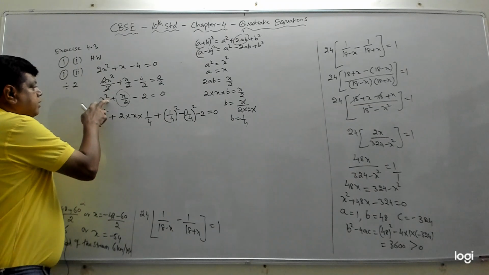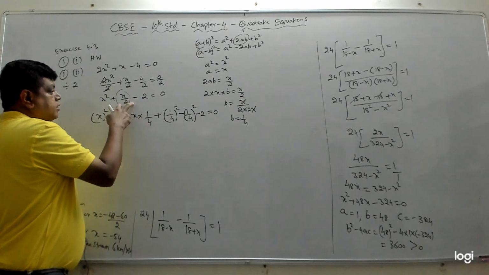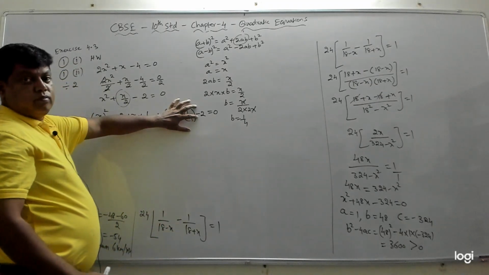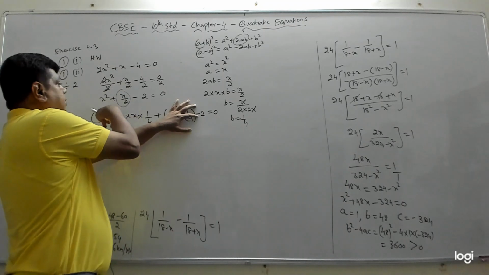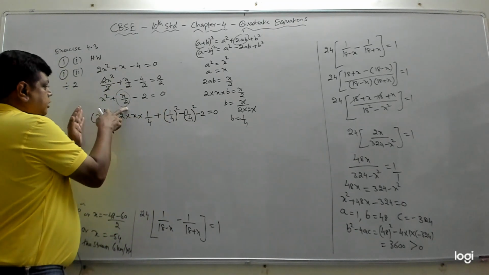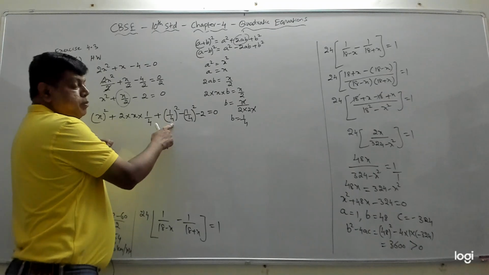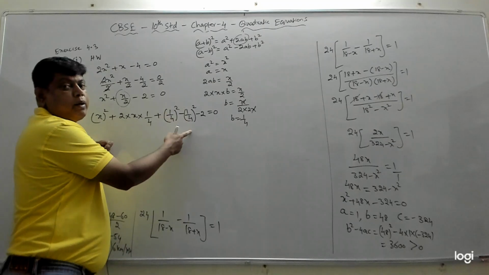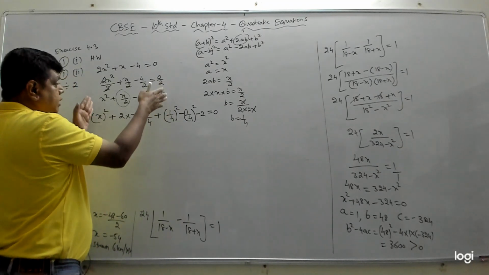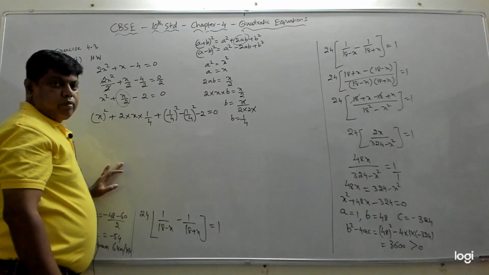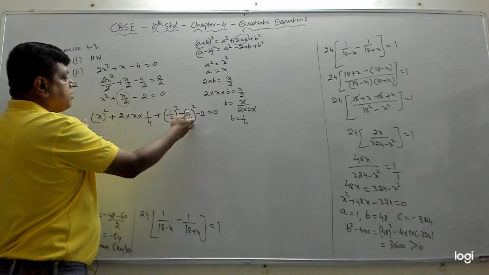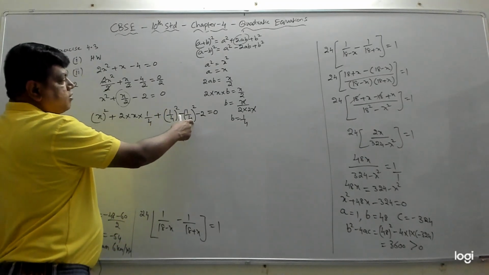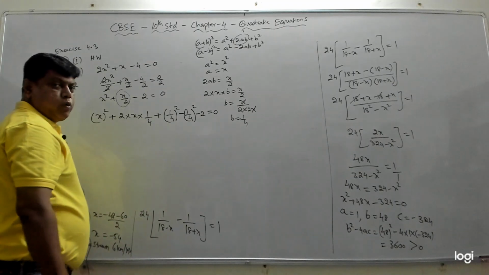Clear? If you do x square, you'll get this. If you do 2 into x into 1 by 4, you'll get this. And plus 1 by 4 and minus 1 by 4 the whole square will get cancelled. Basically, this is 0 and this is minus 2, so you'll get back the same. Once you write these two as a square plus 2ab, we need b square. When I add b square, I should subtract b square, then only the equality will be intact. Otherwise, you can't say this step is equal to this step. When I add something, I have to subtract the same thing, then only the equation remains the same.